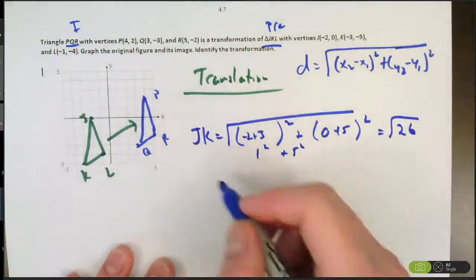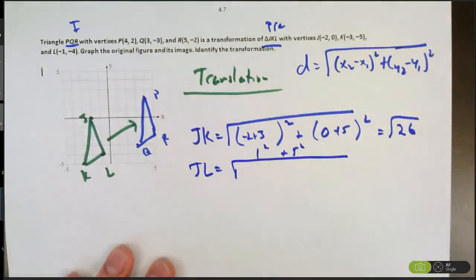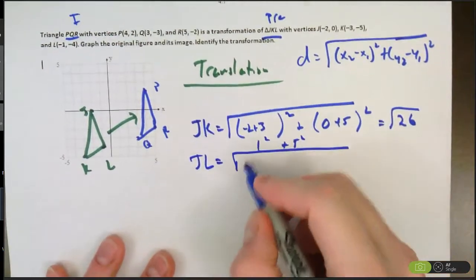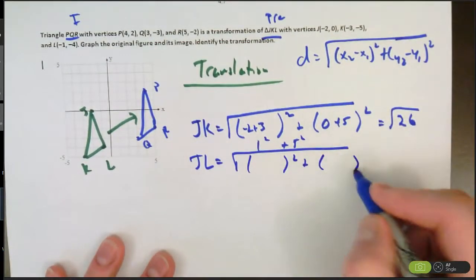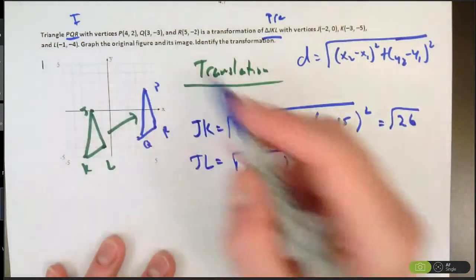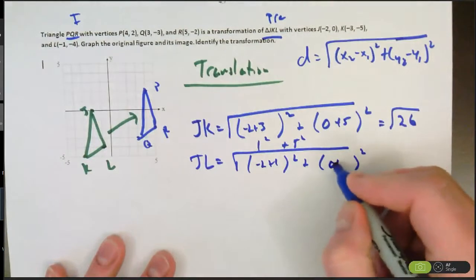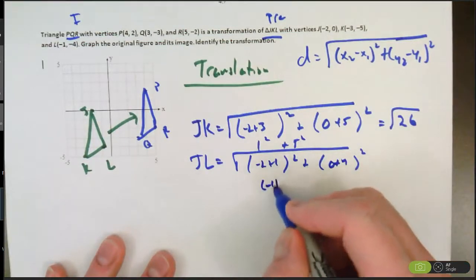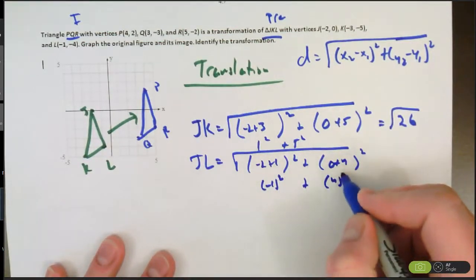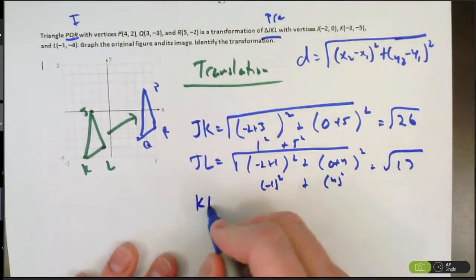Then I have to do JL. And I know I'm being a little fast and loose with my distance formula, but otherwise it'll take forever to talk through. JL: -2 minus -1, it's really -2 plus 1, and then 0 minus -4, so 0 plus 4. So it'll be -1 squared plus 4 squared, which will be root 17. And then I need to do KL.